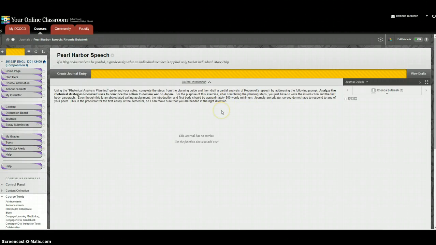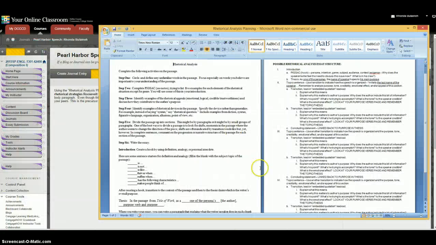And after you complete the planning steps, all you have to do for this response is write your introduction and your first body paragraph. Okay, so again, if you look at the planning guide, you will do the introduction right here, and then you will do this one body paragraph. Okay, and this will help you, this handout, this possible structure or outline will help you with this assignment. So read it carefully and use it.